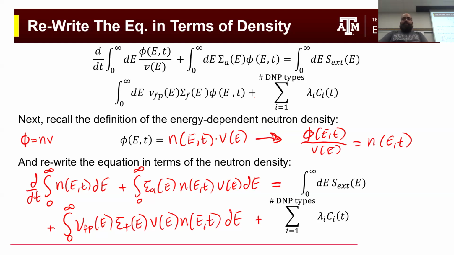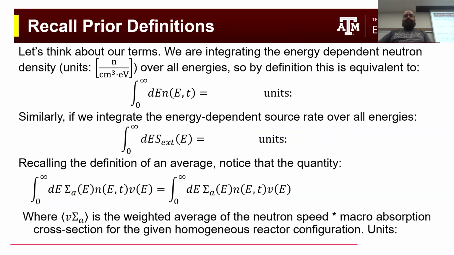That's all I've done to get here: I've just made this substitution into my equations. Now my equations, instead of being expressed in terms of the scalar flux or the energy dependent scalar flux, are expressed in terms of the energy dependent neutron density. And we're getting somewhere with this. We can start to hopefully recognize some prior definitions in some of these integrals to continue simplifying our problem.